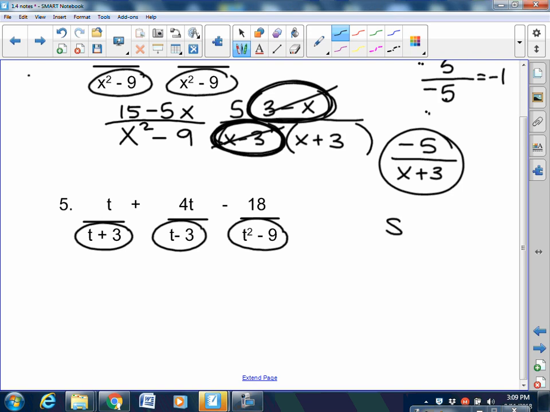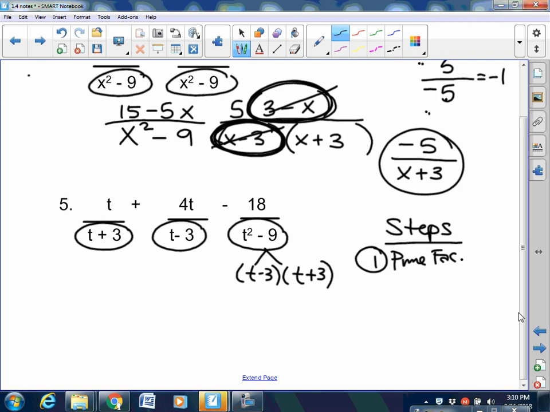So, here we go with our steps. What's our steps? What's the first step? Prime factorization. Is it the same concept with this? This one's done. This one's done. But this one can get down to t minus 3, t plus 3. Exactly the same concept. Now you can see how things expand the farther you go into math, right? You can do it with numbers, you can do it with variables. After you prime factor, you take the greatest of every factor, of every prime number, which is called the LCD.